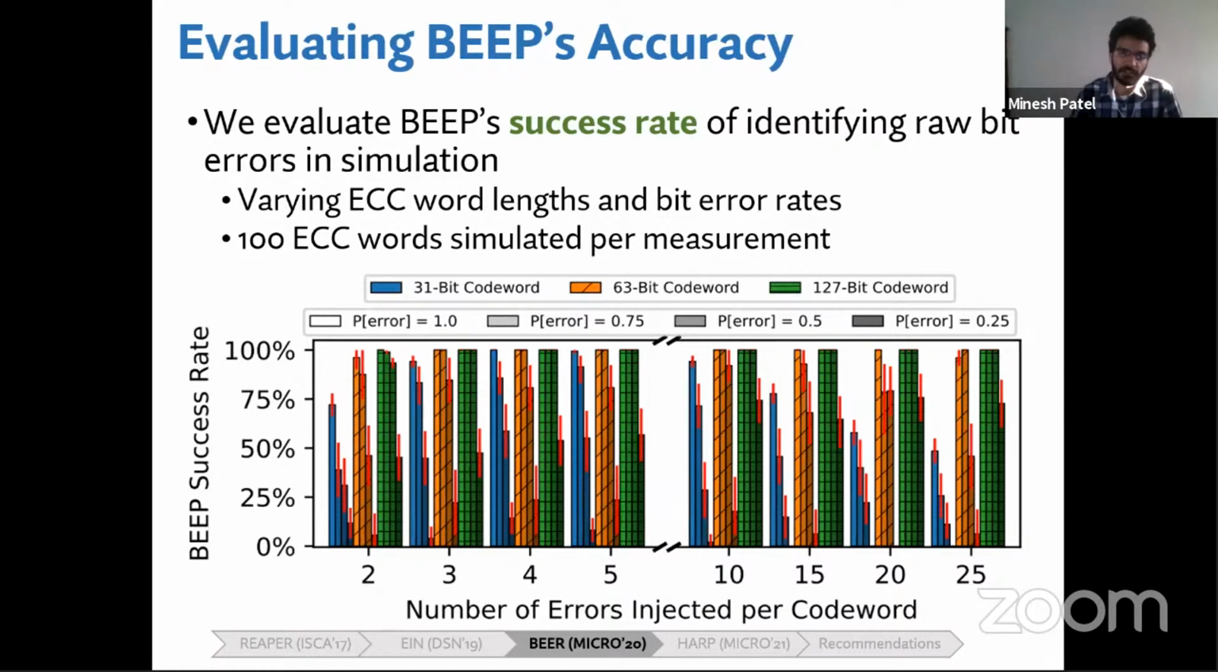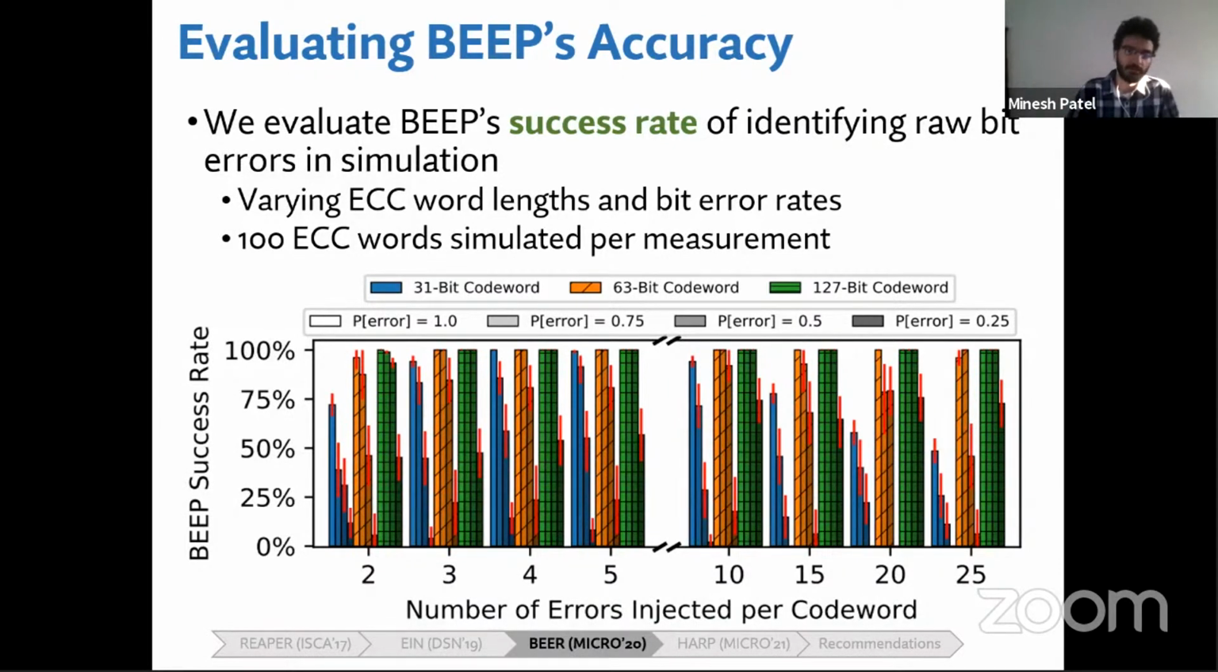And so in this plot, on the x-axis, we're showing the number of errors that we injected per code word. For example, we inject 2, 3, 4, 5, and so forth errors per code word. And on the y-axis, we show this measure of success rate. The different bars here represent different ECC code word lengths shown in colors. And the shades represent the probability that each of the injected errors fail.